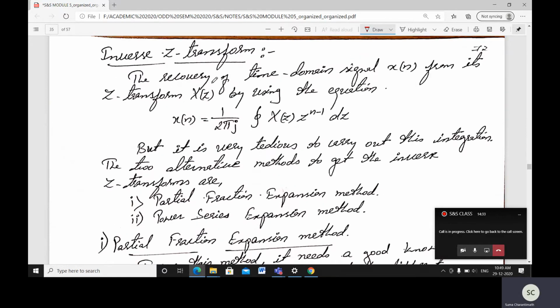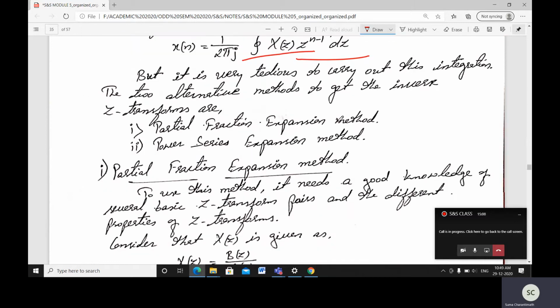In this case, the recovery of the time domain signal x of n from its Z transform x of z is by using the equation x of n equals 1 divided by 2 pi j, integration of x of z raised to n minus 1 dz. But it is very tedious to carry out this integration. It is difficult for us to solve problems using the integration. For that reason we go for alternate methods to find the x of n signal. The two methods are the partial fraction expansion method and the power series expansion method.